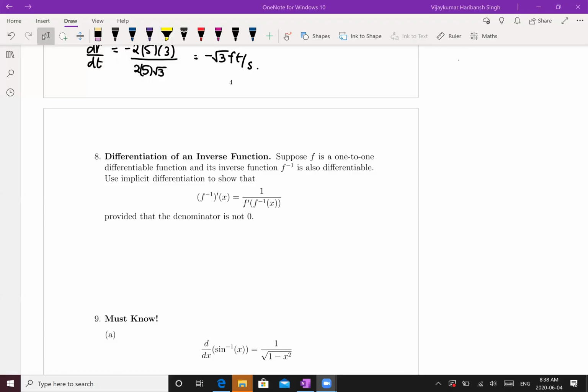So the next thing we want to discuss is differentiation of inverse functions. So what are inverse functions? Recall, if f is a 1-1 function, you can have an inverse of it. So suppose f is a 1-1 function and it's differentiable, then the inverse is also differentiable. Okay, so let's use implicit differentiation to find out what the inverse derivative looks like.